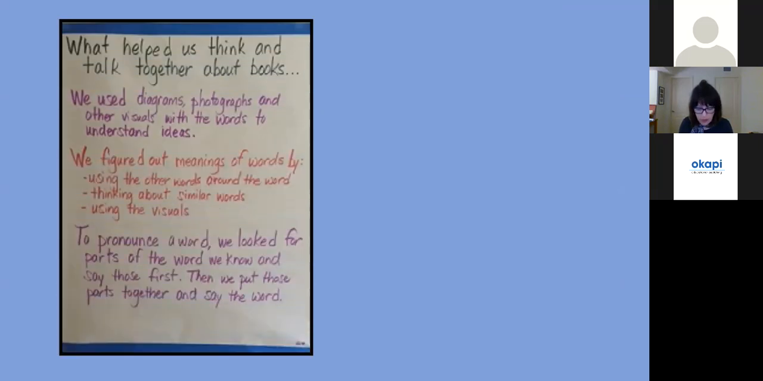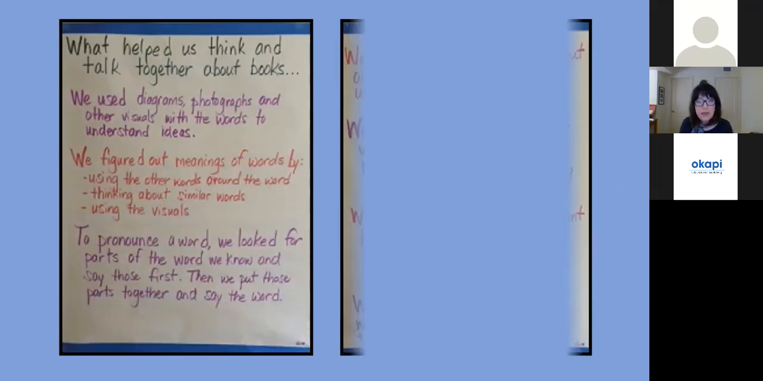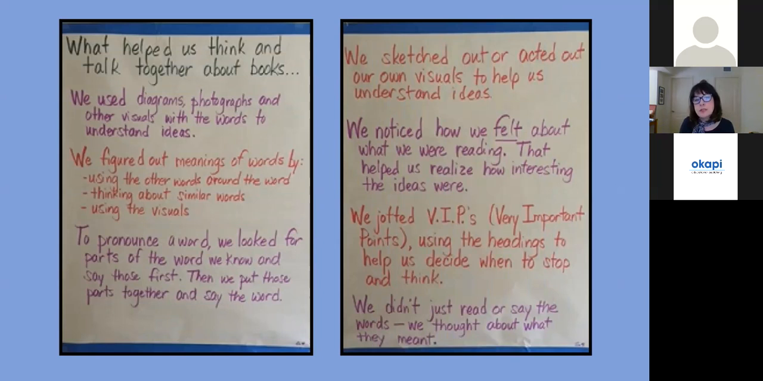The week before, I had talked with them about and noticed a lot of the different kinds of work that they were doing as we were reading The Salmon Stream. And this was one of the charts that I had created to have us talk about some of the work. So I was, again, noticing and naming the work that they were already doing, noticing how they were using diagrams and photographs and visuals to help them understand the ideas in the text.